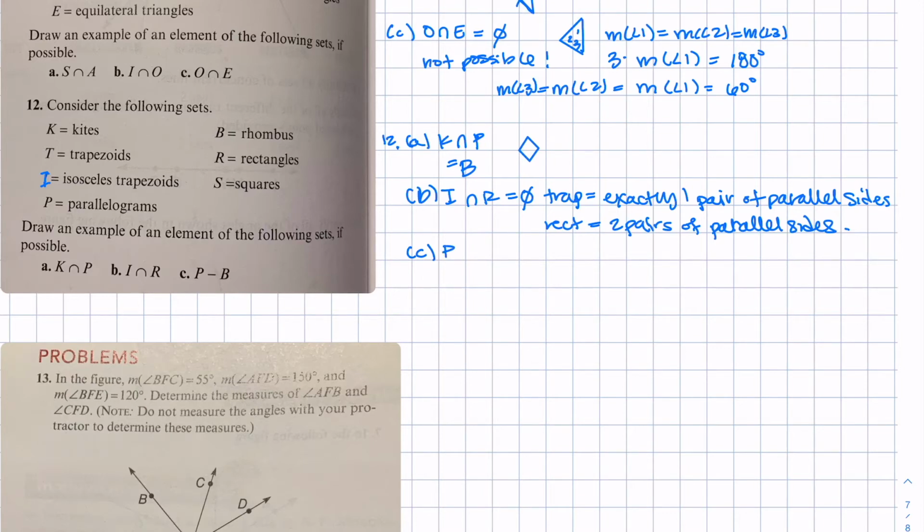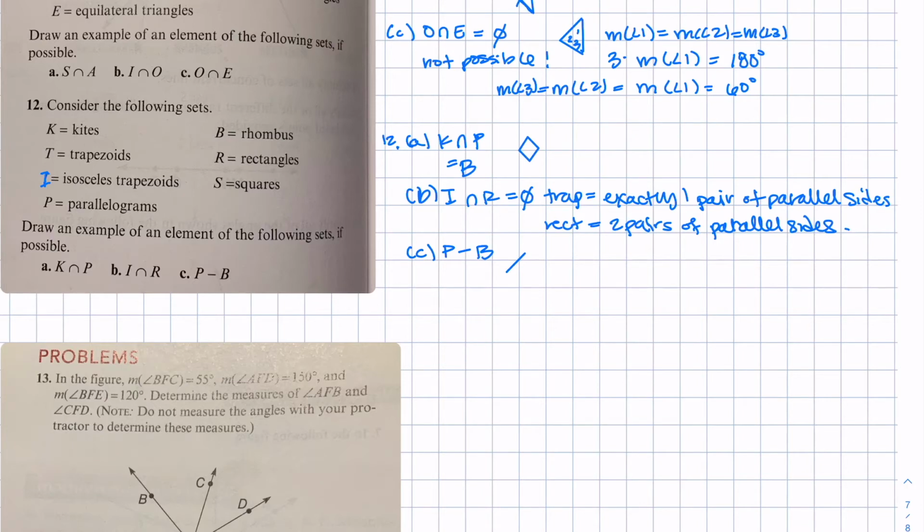All right, now looking at C. Okay, so remember, this notation means we're going to look at the set P and take out all the elements of the set B. So the set T is the set of all trapezoids, and we're going to take out all of the rhombi. And that's weird because I don't think there are any rhombi in this set based on the previous definition.